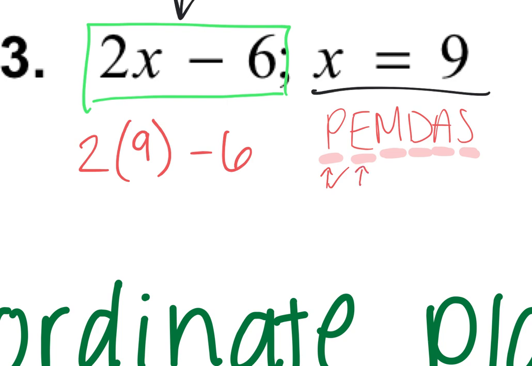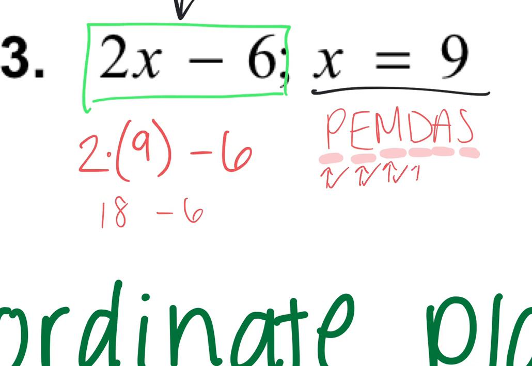Are there any exponents? There are no exponents. So we're going to put a check mark there. We're done. Is there multiplication? There is multiplication. This 2 is being multiplied by the 9. Remember, there's no operation between the 2 and the 9, so therefore it has to be multiplication. So 2 times 9 is going to give me 18 minus 6. So we took care of the multiplication.